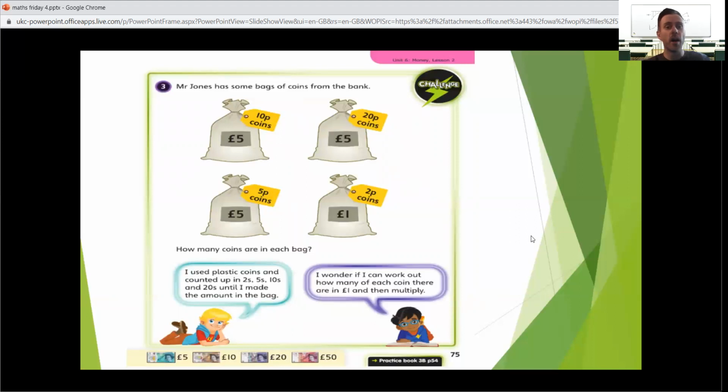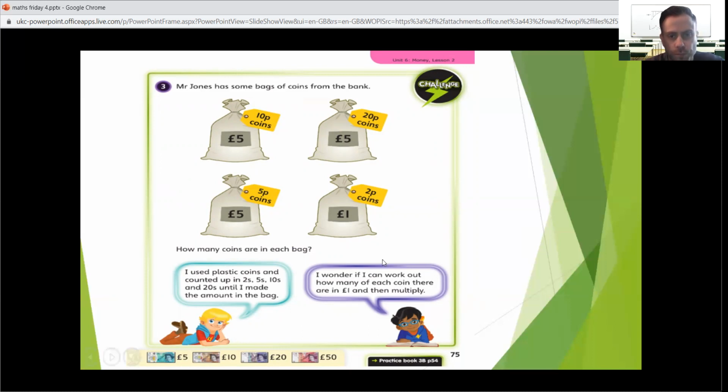Okay, moving on. Little bit of a challenge. As I always say, if I put a challenge on, have a go. Don't worry about it. If it seems too tricky, you can miss the challenge out. If there's not enough time in school to do it, don't do it in school. Don't worry. Challenge is just that. It's supposed to be a little bit tricky. It's a challenge. Mr. Jones has some bags of coins from the bank. How many coins are in each bag?